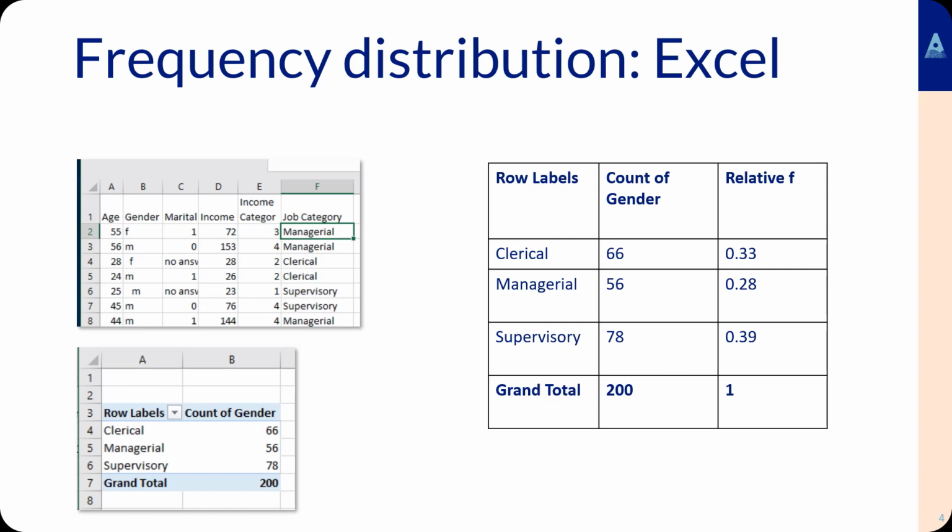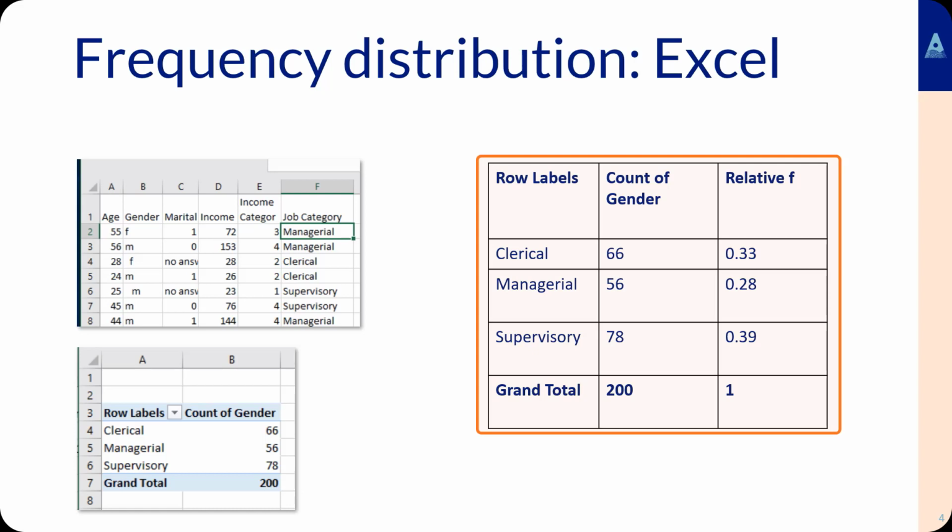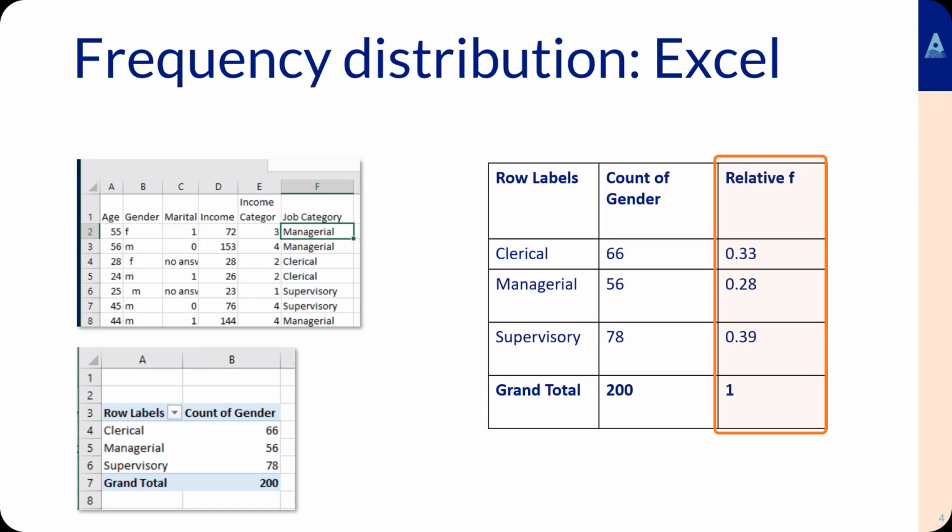So basically our frequency distribution is automatically calculated. Our frequency table is automatically calculated using the pivot table tool. And then if we want to, we can add, so on the right hand side here you can see that we now have the pivot table, but we add on an extra column, the relative frequency, and we can calculate that manually.